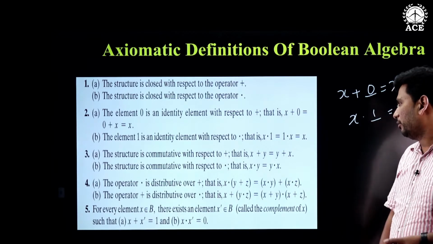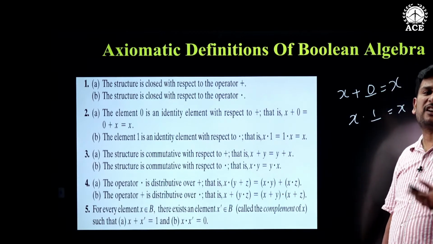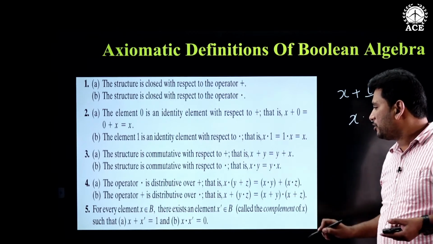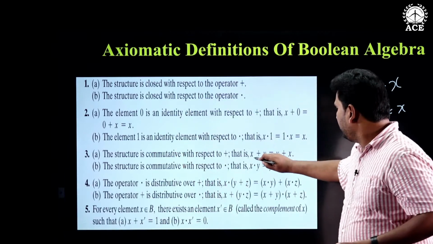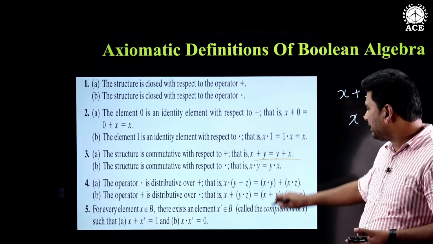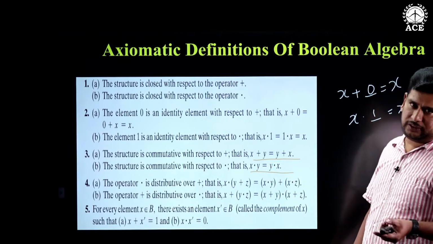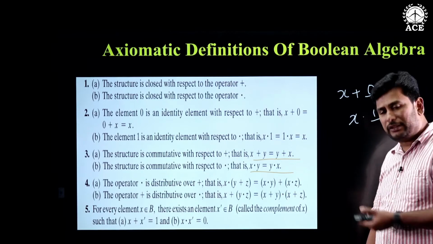Sounds clear? Right. Then what is our commutative property? Earlier we saw X star Y equal to Y star X. Similarly here, X OR Y should be equal to Y OR X. Similarly, X AND Y must be equal to Y AND X. These two properties are called the commutative property with respect to Boolean algebra.